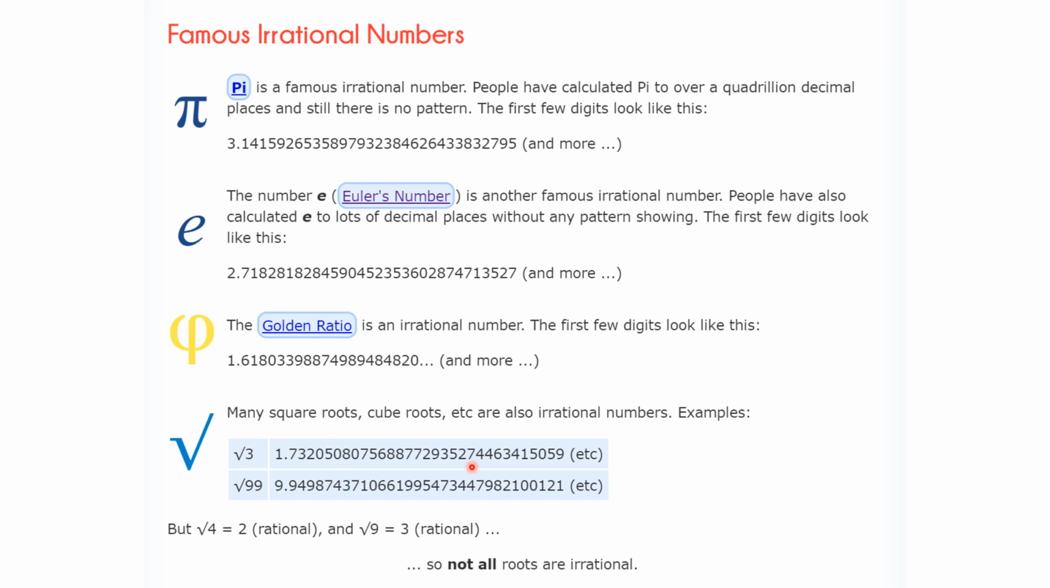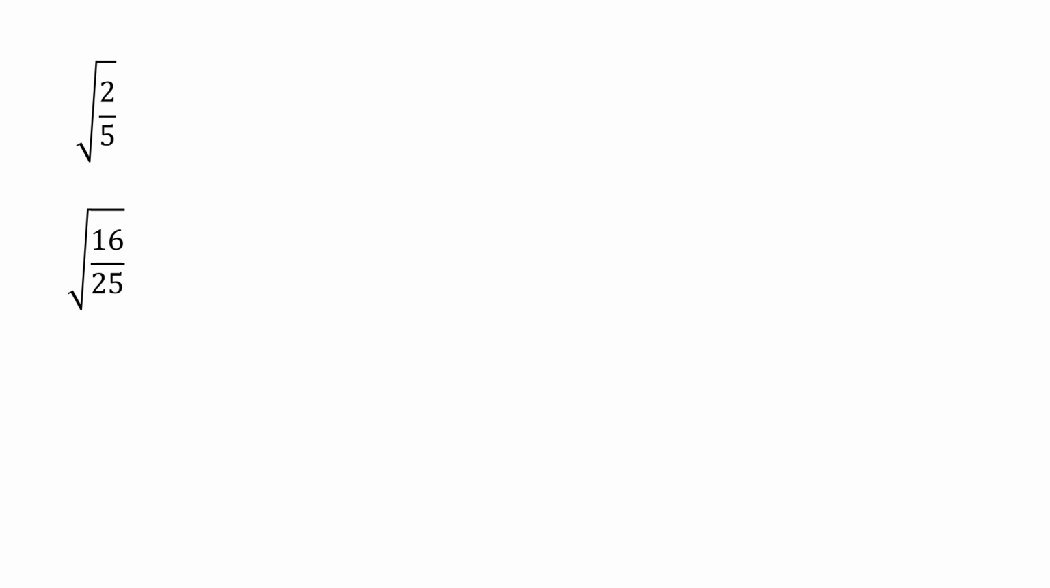However, there are some rational square roots. Where you get it here? Square root of 4, you can get your answer is 2, which is a rational number. Square root of 9, you will get 3, which is a rational number as well. So have a look at this one. Square root of 2 over 5. Press it into your calculator. Square root of 2 over 5. What do you get?